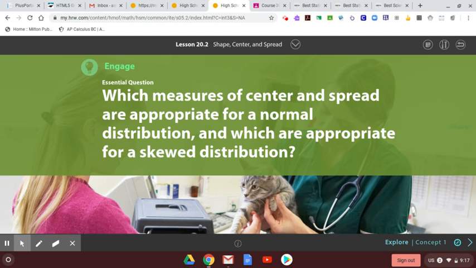So the essential question is going to be which measures of center and spread are appropriate for a normal distribution and which are appropriate for a skewed distribution. So we're going to talk about what these distributions are and how we compute center and spread and which ones are appropriate for the different shapes.